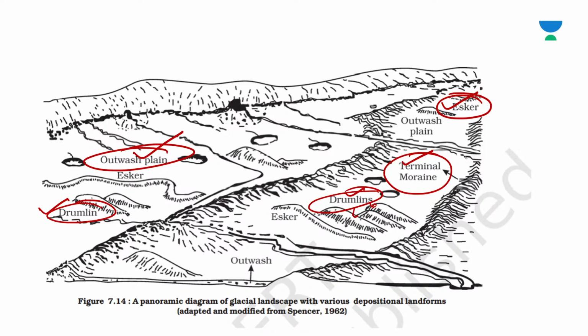Now, drumlins give an indication of direction of glacial movement. Now, next we will discuss about the waves and currents.